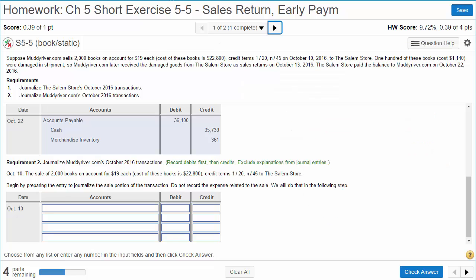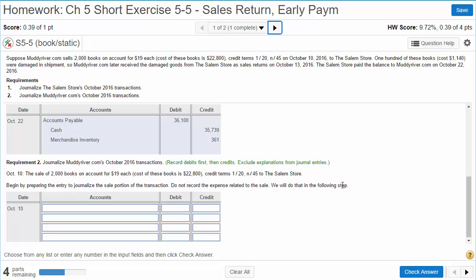All right, so now we're going to journalize muddyriver.com's transactions. So remember, this is the seller. All right, October 10th, the sale of 2,000 books on account for $19 each. And the cost of these books to the seller was $22,800. Credit terms, 1/20, net 45. So it says, begin by preparing the entry to journalize the sale portion of the transaction. Do not record the expense related to the sale. We will do that in the following step.